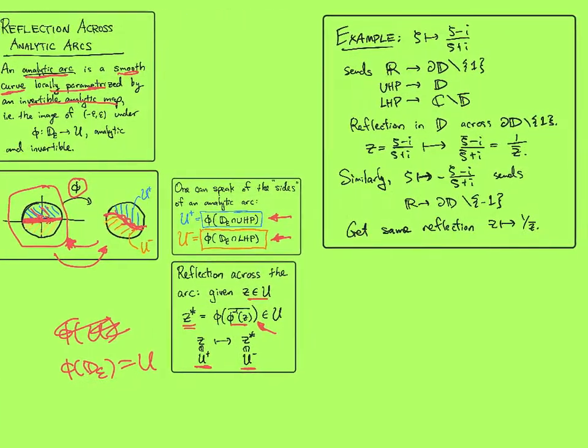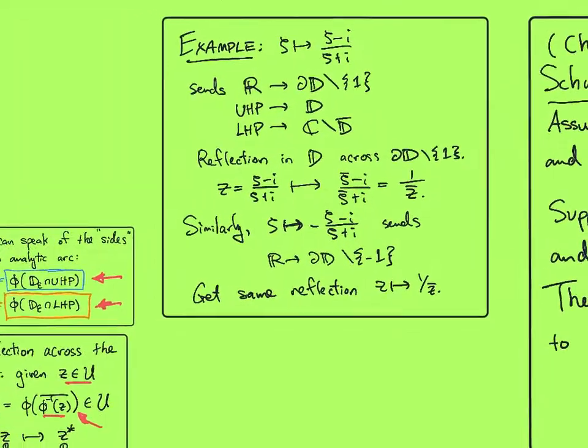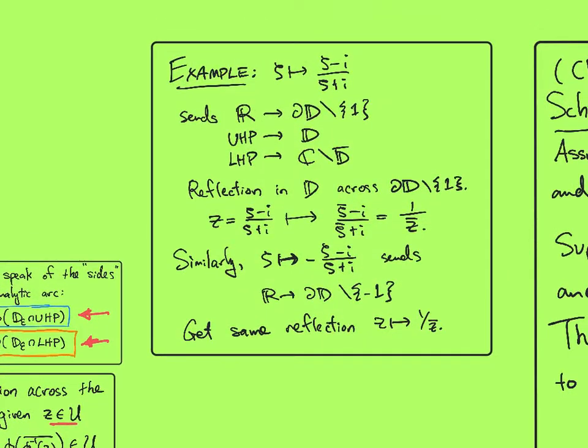An example of this is just using the unit circle. So this fractional linear transformation, zeta goes to zeta minus i over zeta plus i, sends the real line to the unit circle minus 1, and it sends the upper half plane to the unit disk and the lower half plane to the complement of the closed disk. And you can compute what the reflection in D is. So each point z in the unit disk will correspond to one of these points under the map.